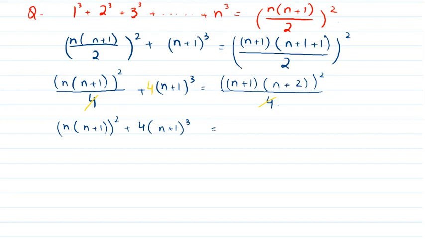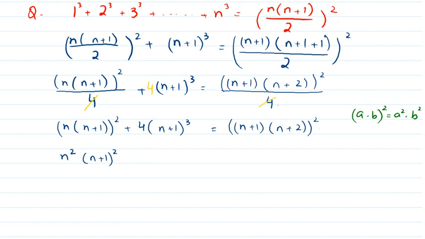And on the right hand side I have n plus 1 times n plus 2 whole square, right? Now moving ahead and opening this area, I'm going to have n square times n plus 1 square. ये सेम ऐसे ही है कि आप लिखें a dot b whole square, ये किसके इक्वल होता है a square dot b square. So I have used the same concept here.